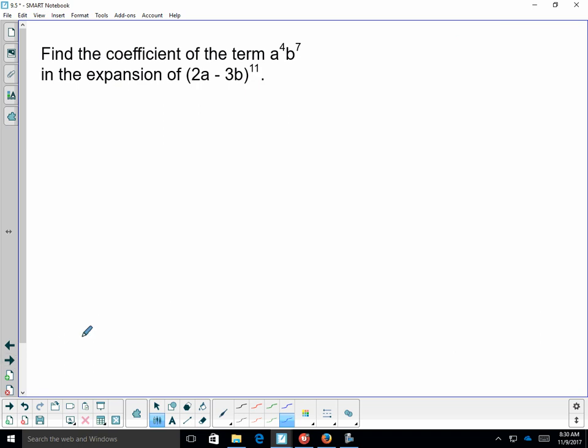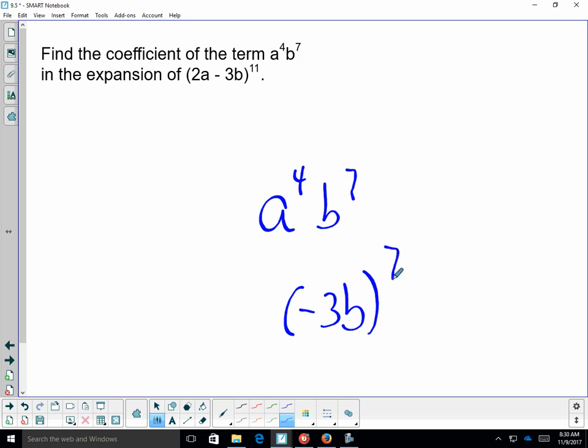Find the coefficient of the term that has, this time they're not telling me what term I'm on. They're telling me that they want the term that has a to the fourth, b to the seventh. So when I do that, I know that I took this negative 3b. This negative 3b was raised to the 7th power. This 2a was raised to the 4th power. And now I need to find my coefficient that goes in front. Again, my degree, what I'm raising it to is the 11th power. This matches this, so I'm going to do combination 11 choose 7.